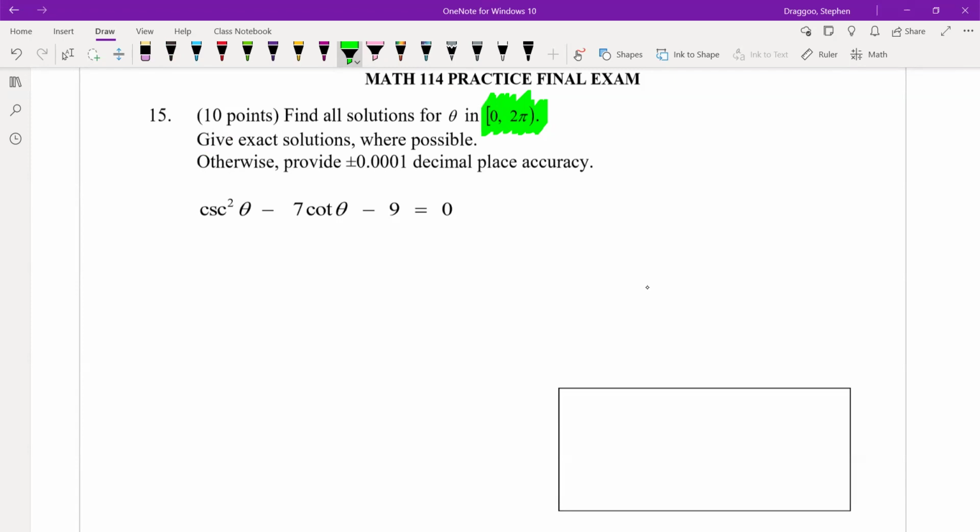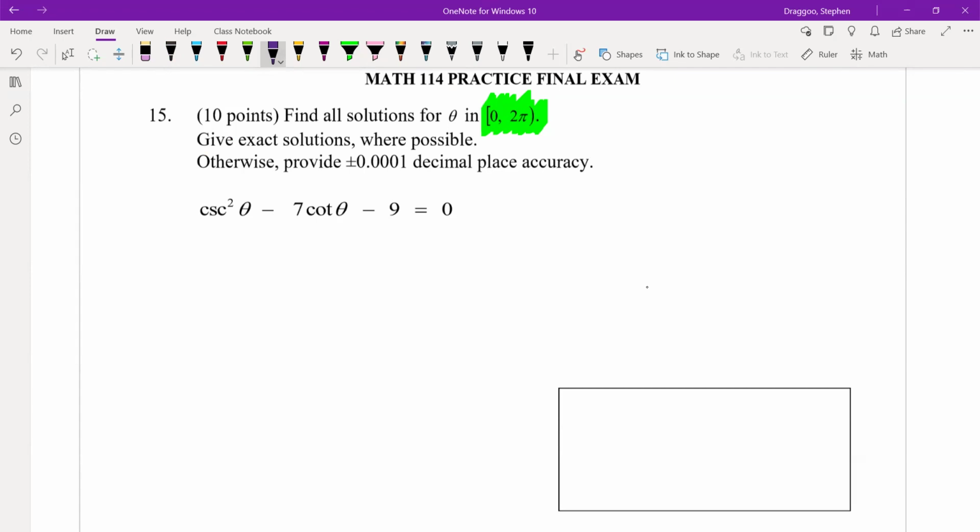The other way we frequently solve this problem would be looking for all general solutions. I think we'll see that in the next problem, which is where we add the 2kπ and leave that as part of our answer. But for this one right here, we'll just solve for all solutions between 0 and 2π. So let's take off from there. Looking at the equation, I've got cosecant squared of theta minus 7 cotangent theta minus 9 is equal to 0.